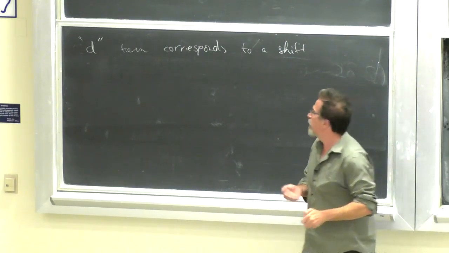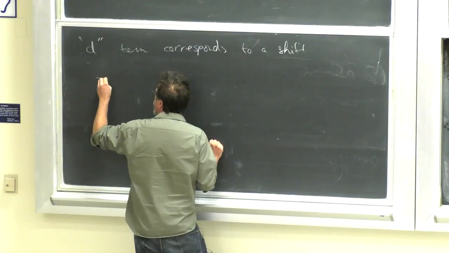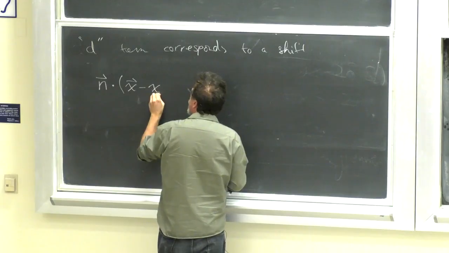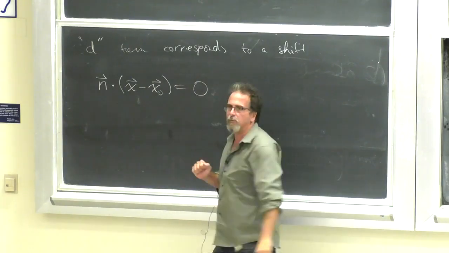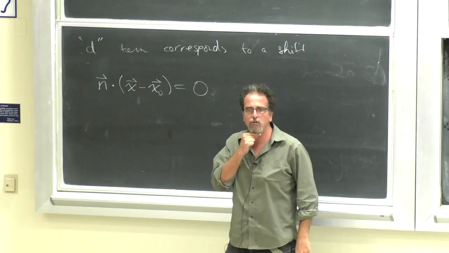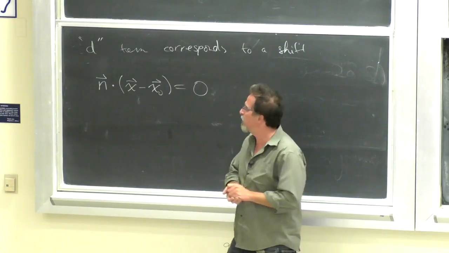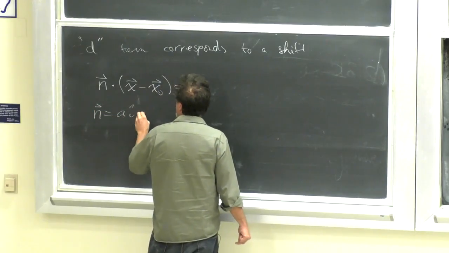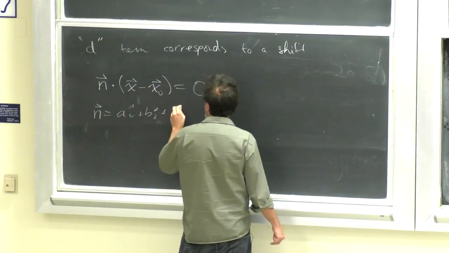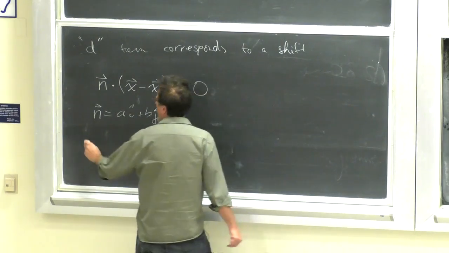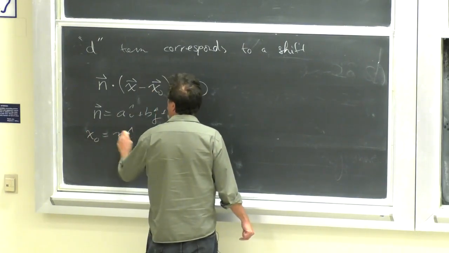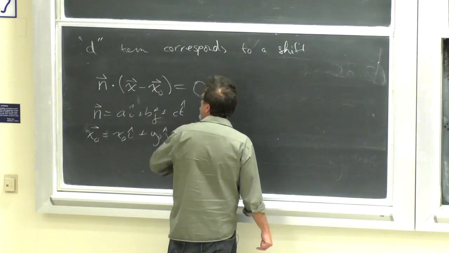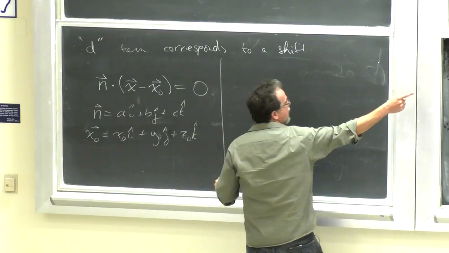So I'm now going to give you a more general way to think about a surface, a plane in particular. In general, a plane is described by the normal vector to the plane dotted into the position vector in the plane minus some constant vector x0 is equal to 0. That's the general form of a plane if you want to think about it geometrically. Because if you write this out, you say n is equal to a i hat plus b j hat plus c k hat, and x0 vector is x0 i hat plus y0 j hat plus z0 k hat.